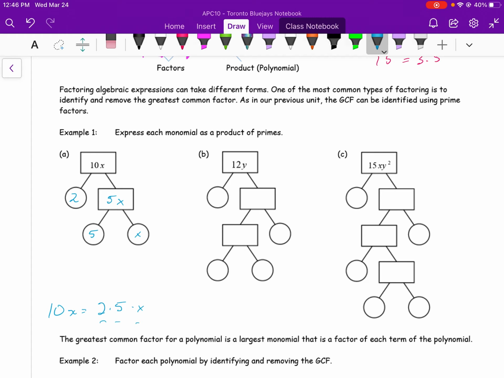Now, what I could do here is 12y. Now, I'm just thinking about this in my head. There's 1, 2, 3, 4 prime factors.